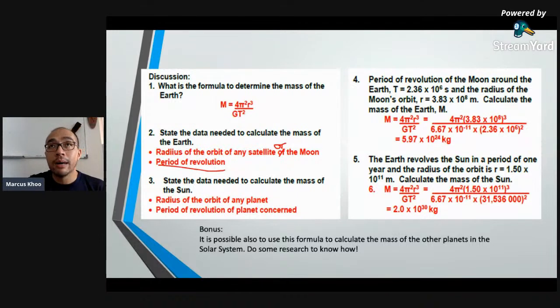The time for one complete revolution, one whole round, is called the period, how long it takes.